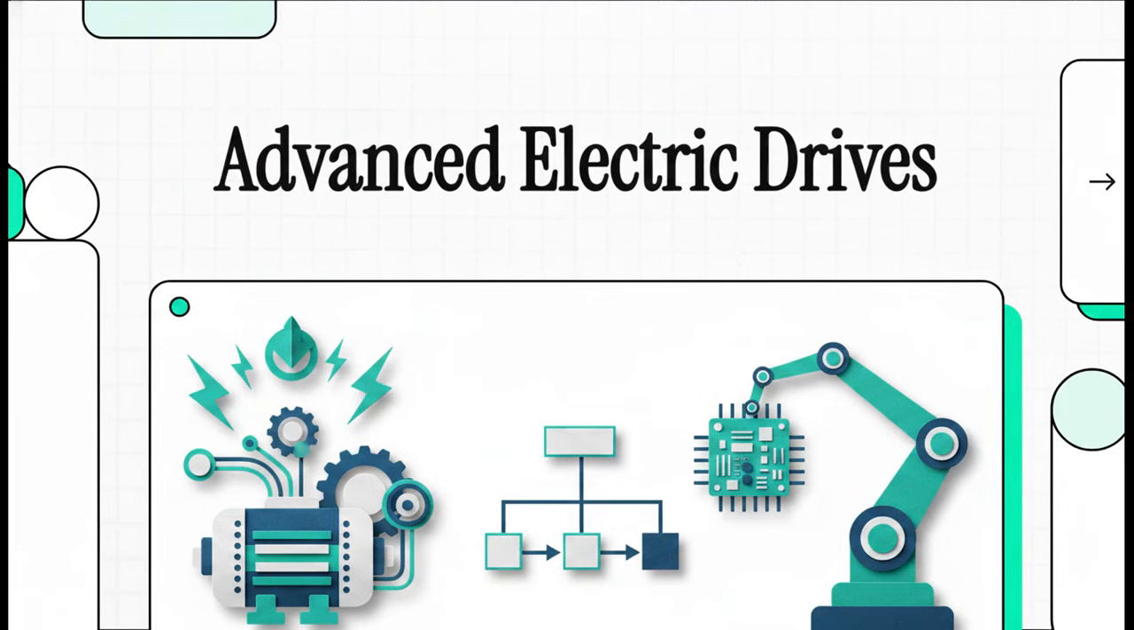So if you're gearing up for Gujarat Technological University's Semester 7, we are going to decode exactly what you need to conquer subject code 3170916, Advanced Electric Drives. This is a 4-credit professional elective that basically bridges the gap between raw electrical power and highly sophisticated mechanical movement. Let's just dive right in.